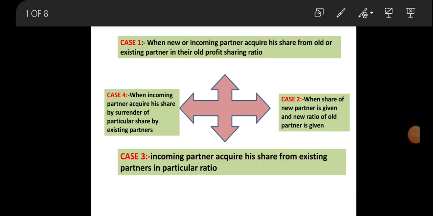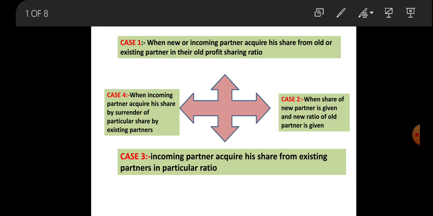Good morning, everyone. We are going to discuss the calculation of the new profit sharing ratio. In the last video, we discussed the first two cases. There are four cases to calculate the new profit sharing ratio in case of admission, and in this video we are going to discuss case number 3 and 4.